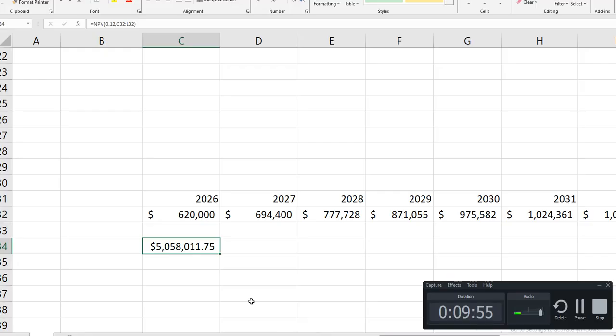And what Excel is doing when you click on that formula is calculating the present value of each of those numbers individually and adding them up. Okay, and that's what it gets: 5,558,000. So we would be willing to pay for this approximately $5 million, a little over about 5,058,000.